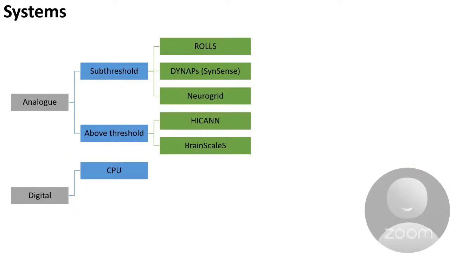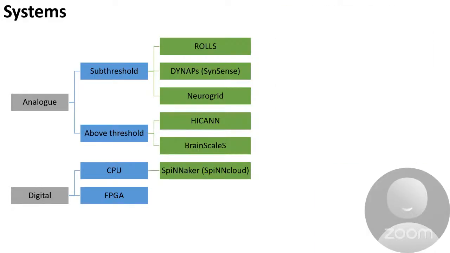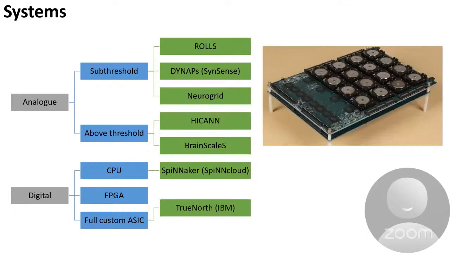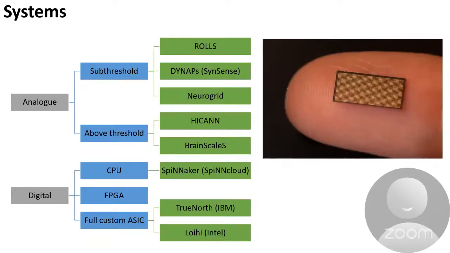Then you have digital also. So digital is SpiNNaker, and there are FPGA, sorry, custom ASICs like TrueNorth by IBM. So these are the different neuromorphic chips which are available, and Loihi by Intel. So this is also a neuromorphic chip that is available.